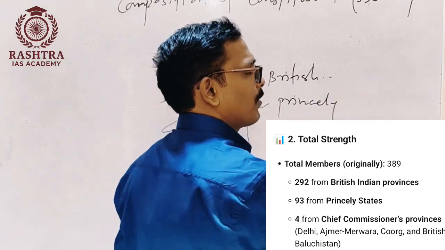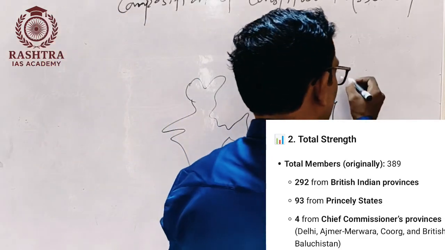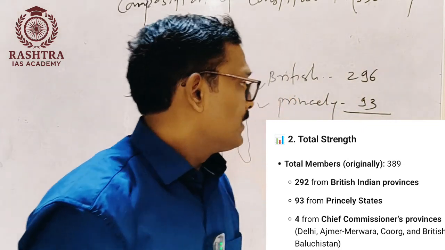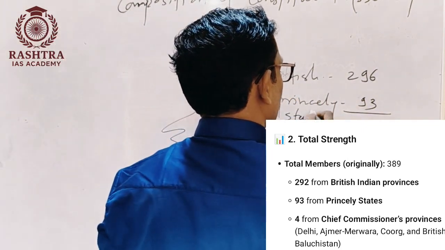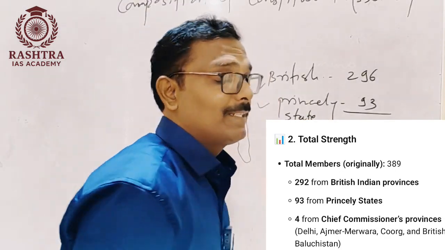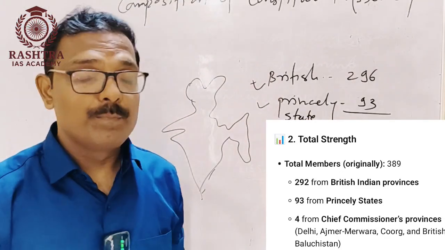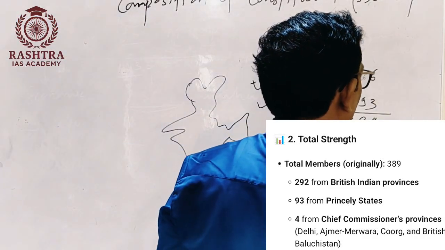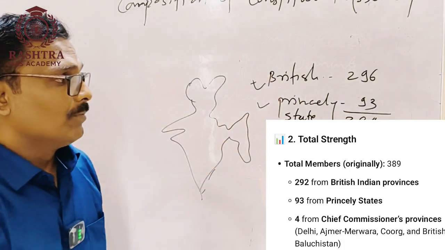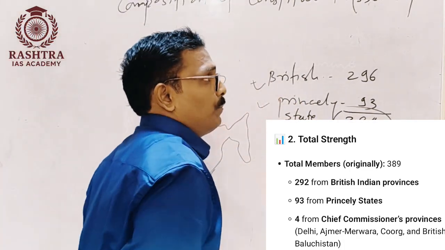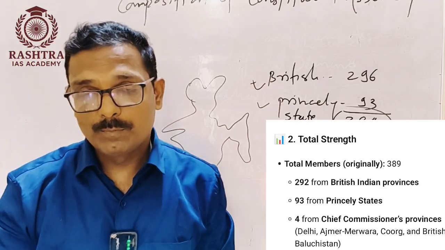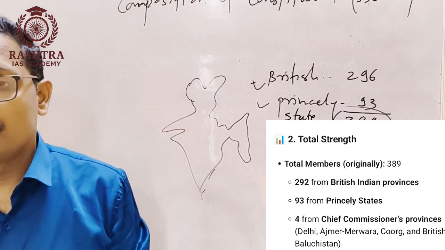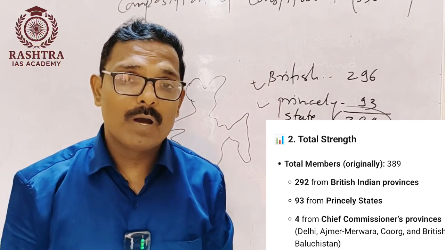So how many members would come from the princely states? 296 were from the British provinces and 93 were from the princely states. These were the numbers to be elected, and some were nominated. 389 is the total number of the Constituent Assembly. These numbers were fixed by the British government, to be elected from the different provinces and regions and nominated from the different kings or Maharajas of India.